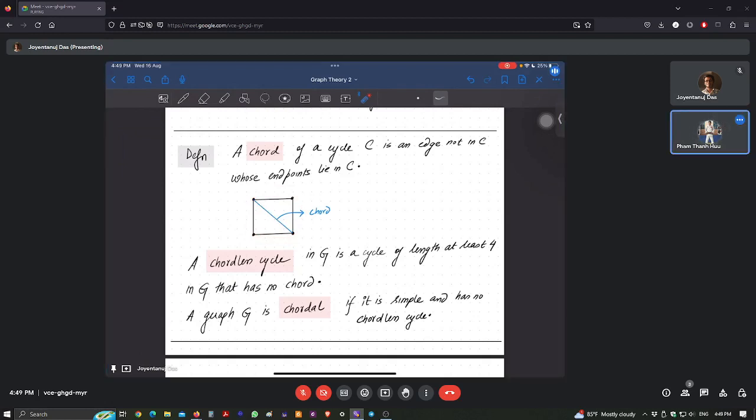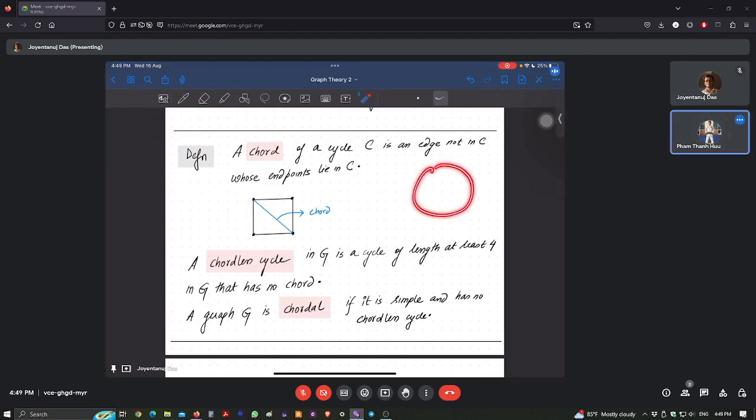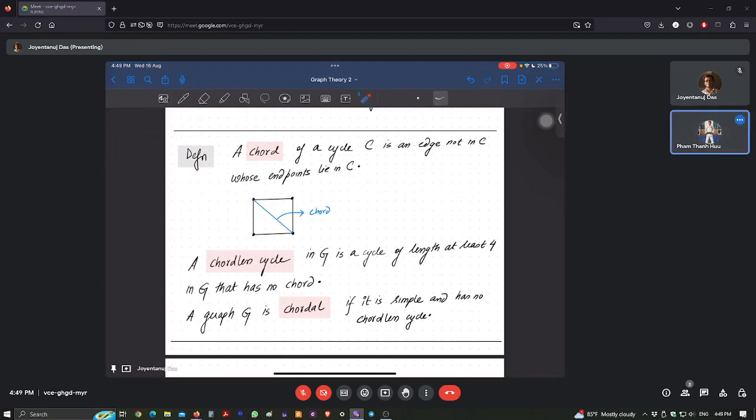Actually, the motivation for defining a chord, if you remember, comes from geometry. When I have a circle and draw some line like this, it is a chord. The diameter, the diametric line, is a special type of chord. So the idea comes from there.